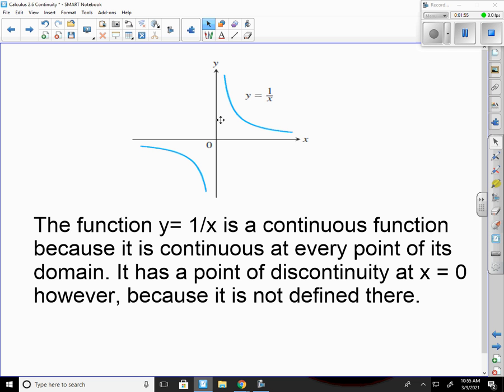Since I can't plug x equals 0 into the domain, it tells me that this would be a continuous function, even though it clearly is not continuous looking, because this point here is not in the domain.